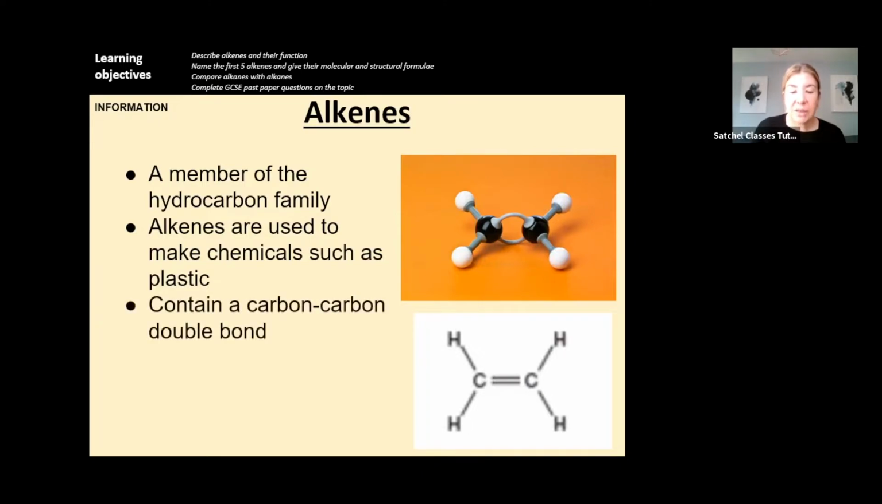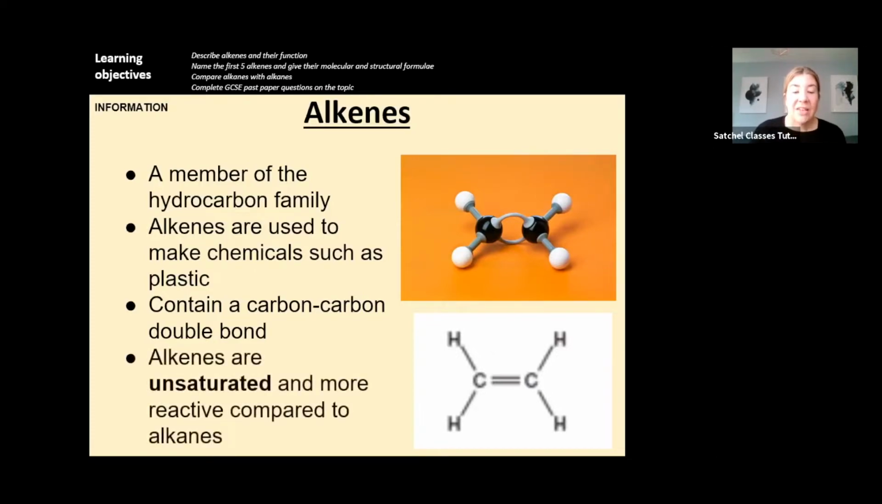Alkenes contain a carbon-to-carbon double bond, so there is always going to be a double bond. If a hydrocarbon does not contain this double bond, and this is a visual representation of it, then it is not an alkene. It must contain a carbon-to-carbon double bond. It's really important. They are unsaturated, such an important key term. They are unsaturated and more reactive compared to alkanes. They're more reactive because of this double bond. It's quite easily broken, so that's why they are more reactive.